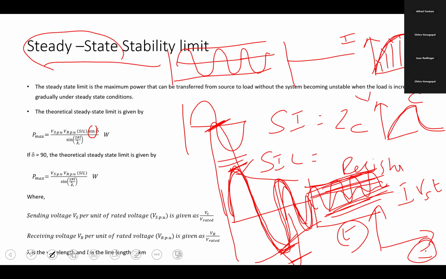So what is the limit for that? That limit is going to impact our load. This is given by this formula here. With the sending end voltage and the receiving end voltage, we can calculate the steady state limit. It is affected by the angle. Look at the angle.